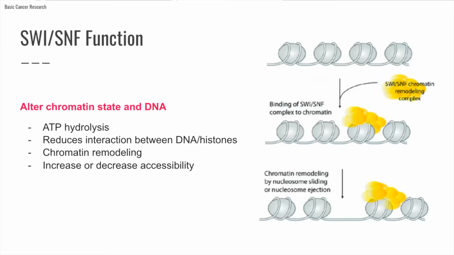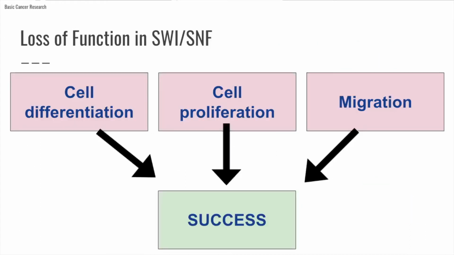The SWI/SNF provides crucial nucleosome rearrangement, which, as seen in the figure, does this by sliding or ejecting nearby histones. The movement of nucleosomes may either increase or reduce the accessibility of a site for a DNA binding protein such as transcription factors. The complex regulates many different cellular pathways, several of which are involved in cell differentiation as well as proliferation and migration. This all leads to success in a cell.